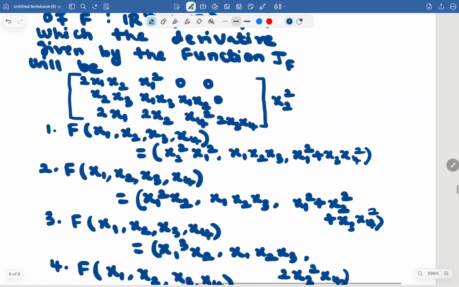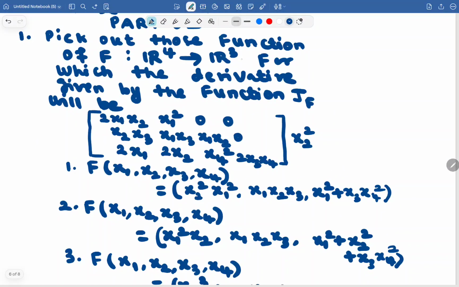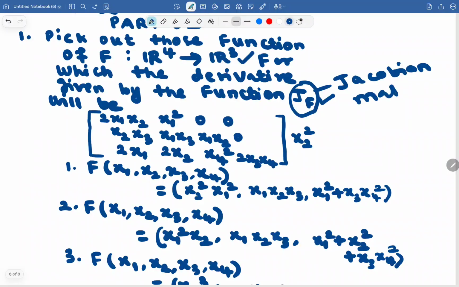See, the function f maps from R4 to R3, for which the derivative of the function Jf will be given. This Jf is nothing but the Jacobian matrix. Since f maps from R power 4 to R power 3, the matrix is 3 cross 4: first row, second row, third row, first column, second column, third column, and this is the fourth column.